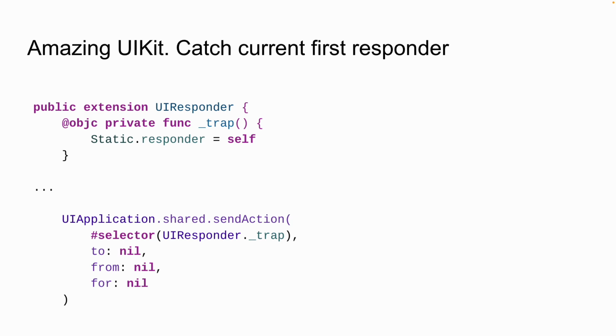We send this selector, and the idea is that the first responder could be only one in this context, and when we apply this send action with nil as a target, then as the result we'll have this responder in this static variable. Probably send action doesn't provide a convenient way to have a return value. That's why we do it this way. Okay, I thought send action would get a return value.